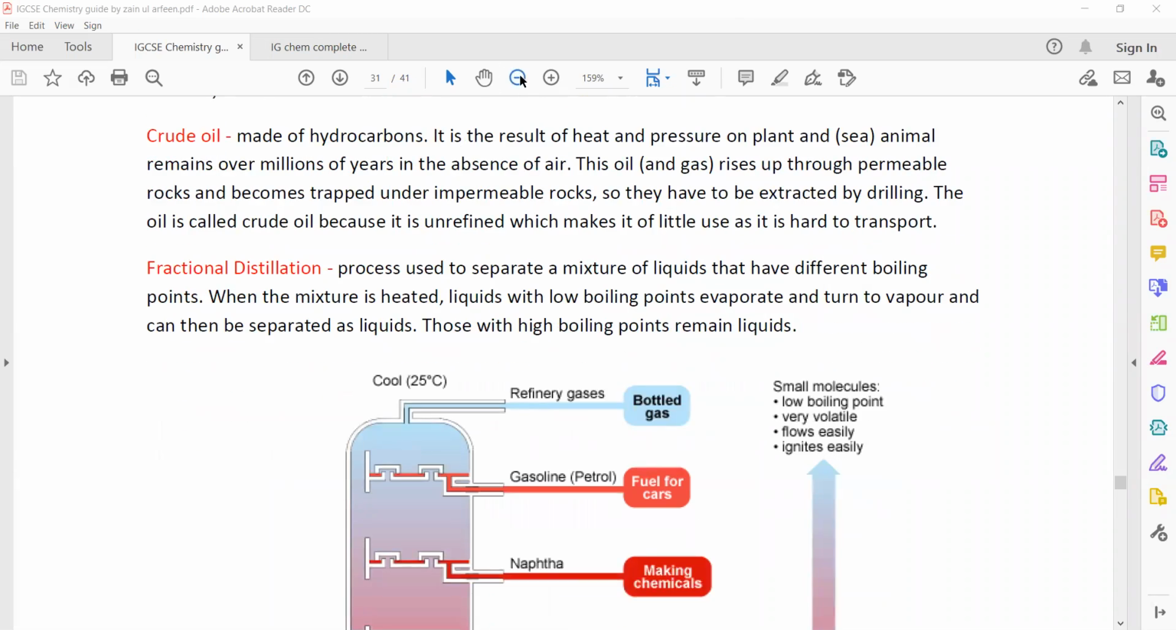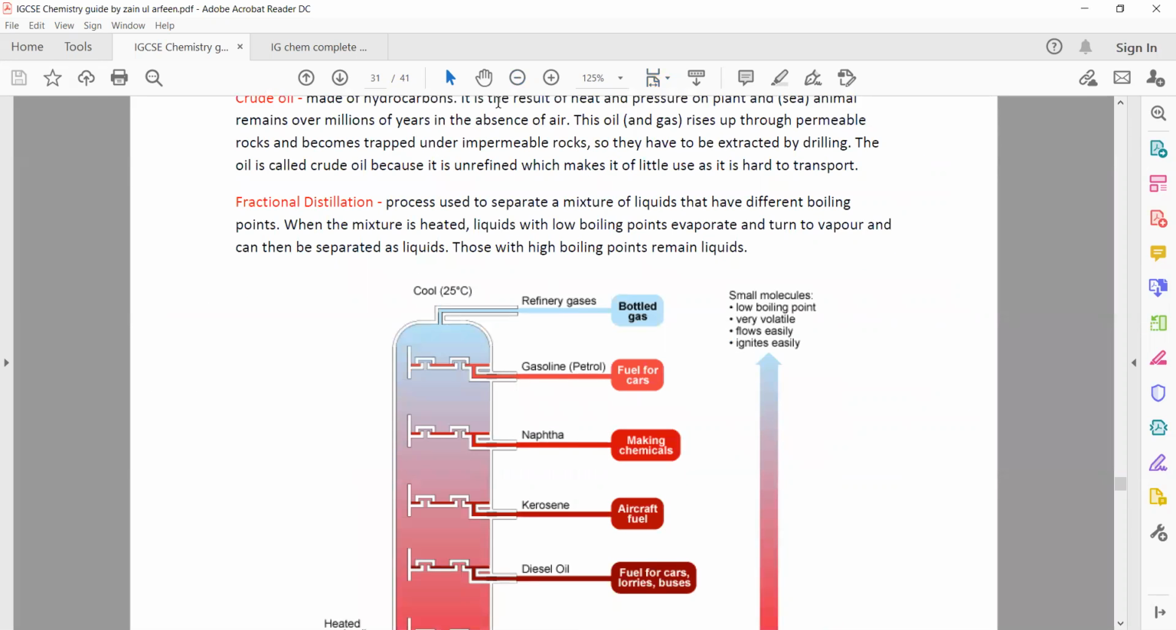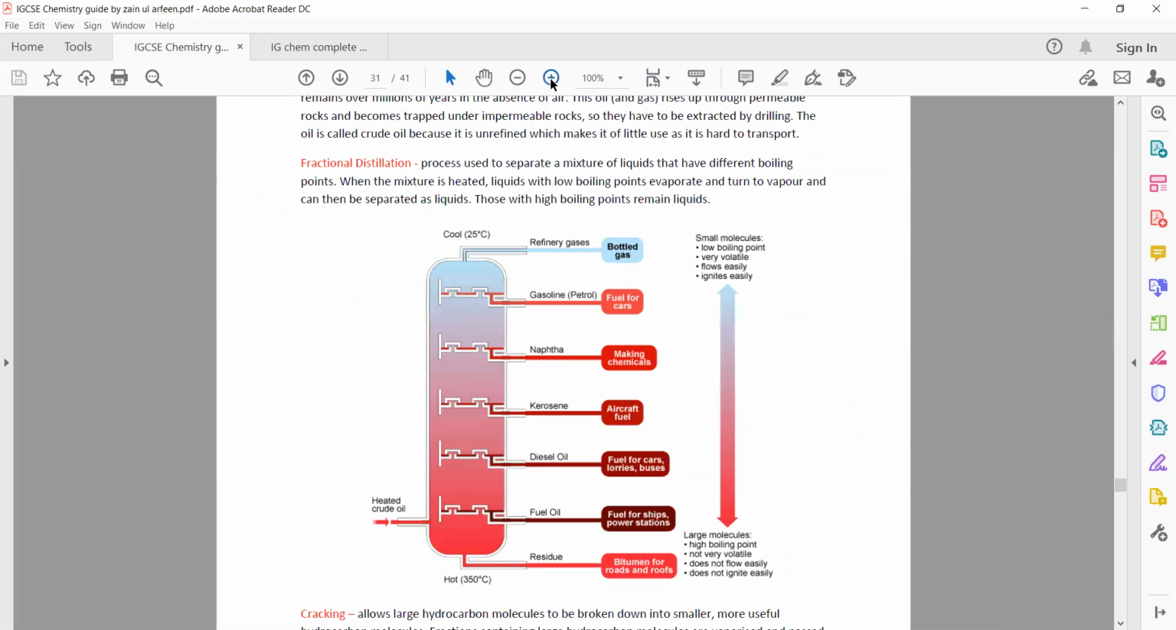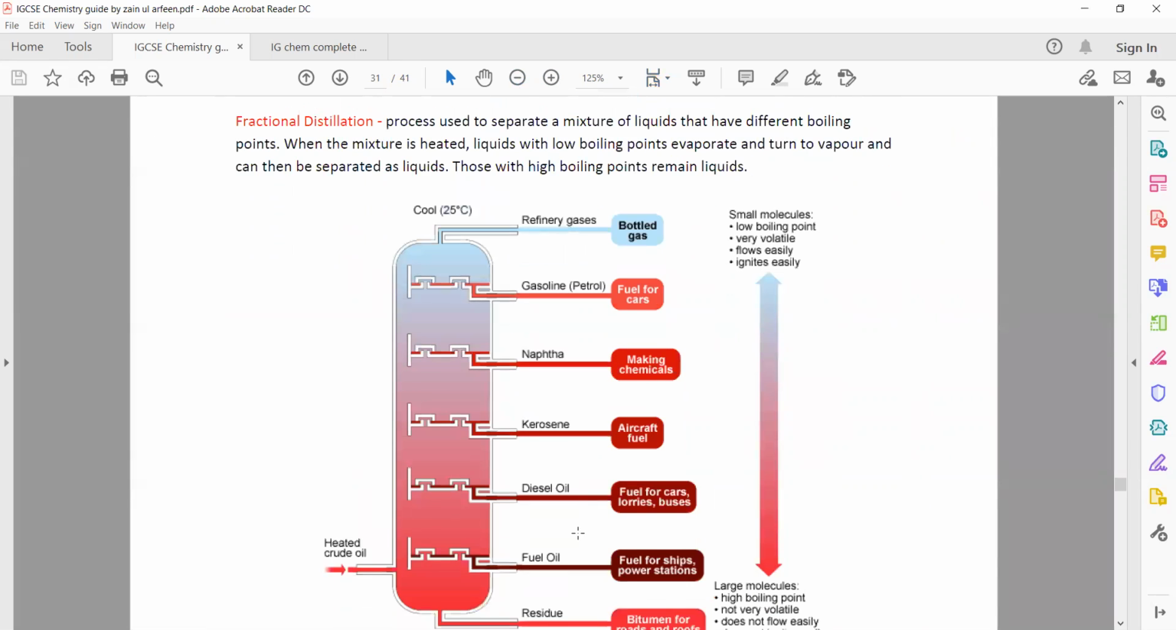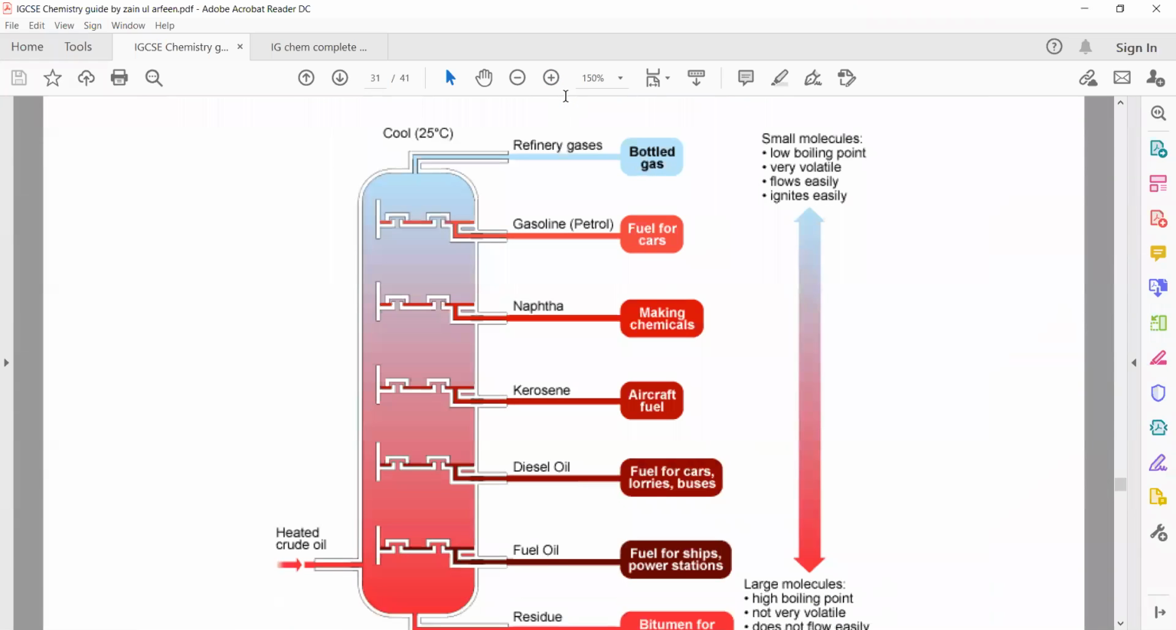Then the important topic, the first topic of this organic chemistry: how we separate the components present in the crude oil, because crude oil is a mixture of different hydrocarbons. So we use fractional distillation of the crude oil. How do we carry this out? The superheated crude oil, above 450 degrees centigrade, enters the fractionating column. This is a fractionating column.